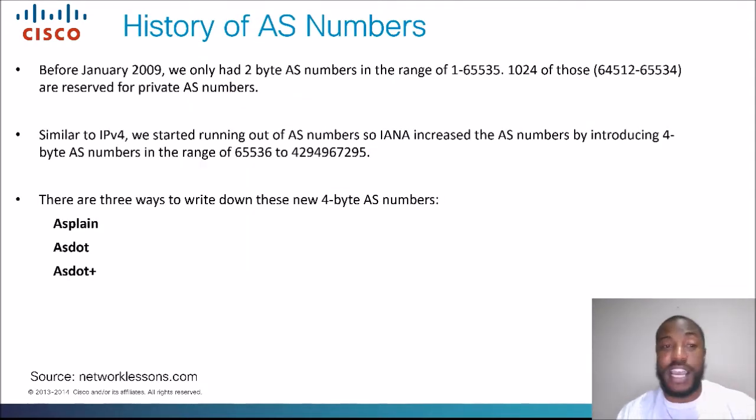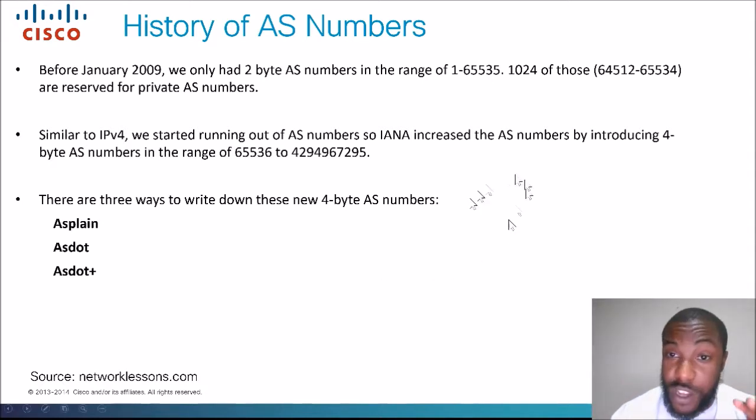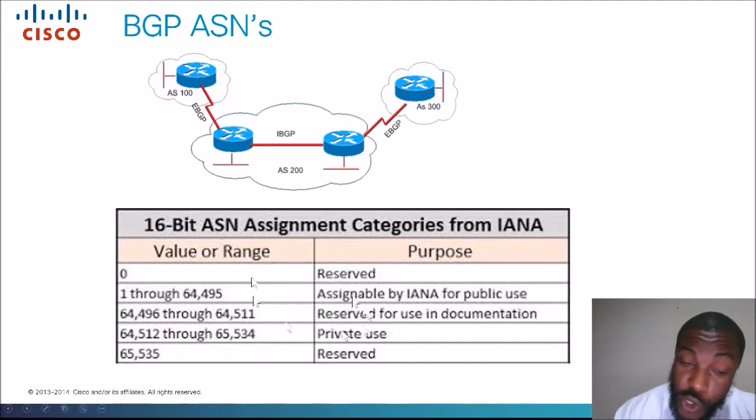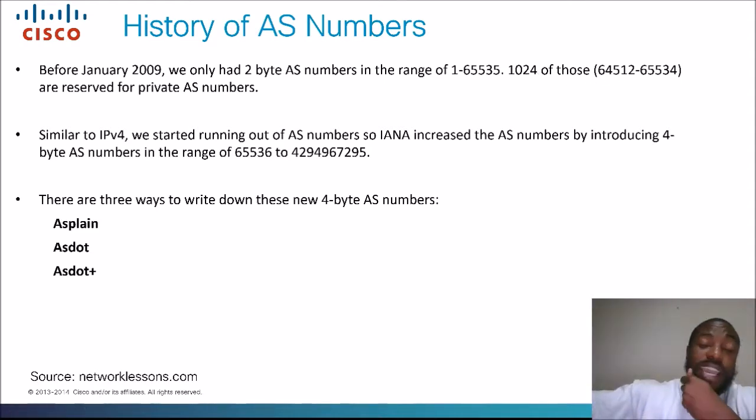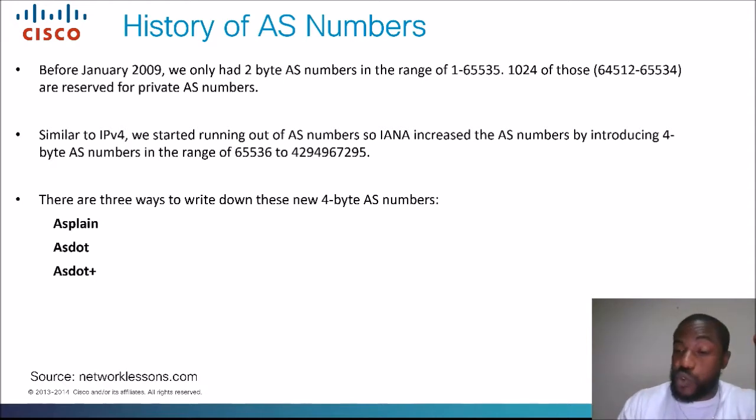Before January 2009, we had 2-byte AS numbers, right? So the range that I gave y'all right here, these were considered 2-byte AS numbers. We ran out of them so quickly, so we had to figure out a way to have more AS numbers, similar to running out of IPv4 addresses. So what the IANA did was increase the AS numbers by introducing 4-byte AS numbers in the range of 65,536 to basically 4.2 million, I believe it is.